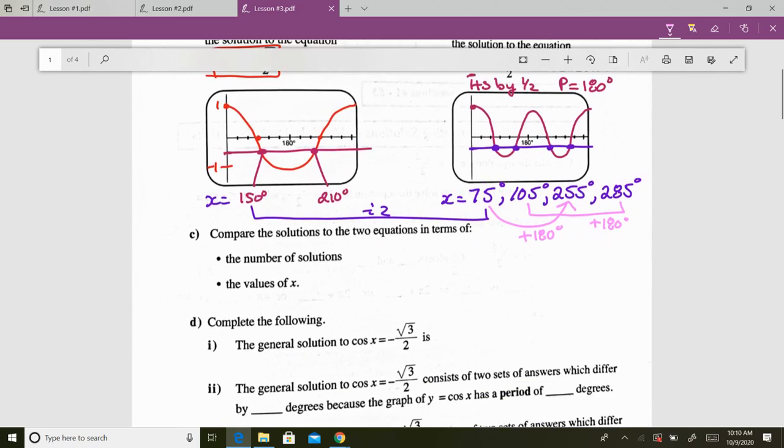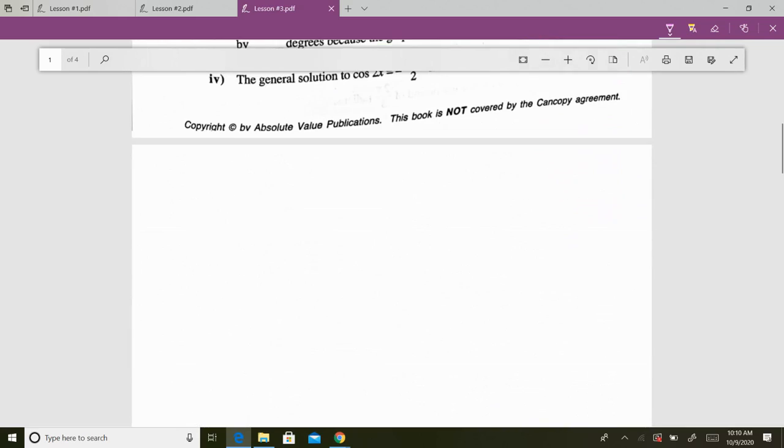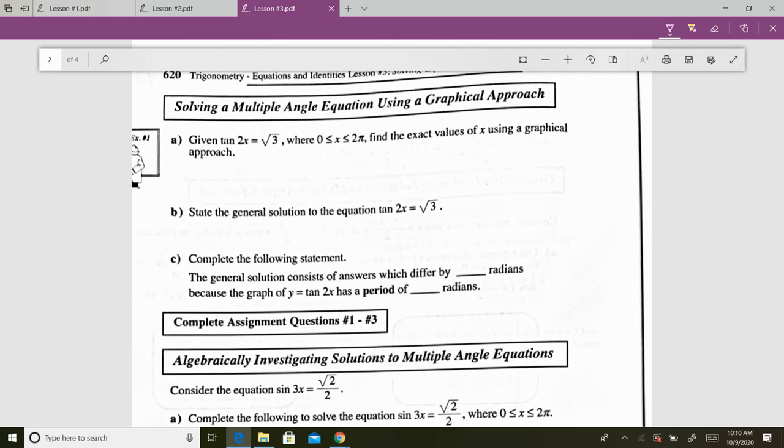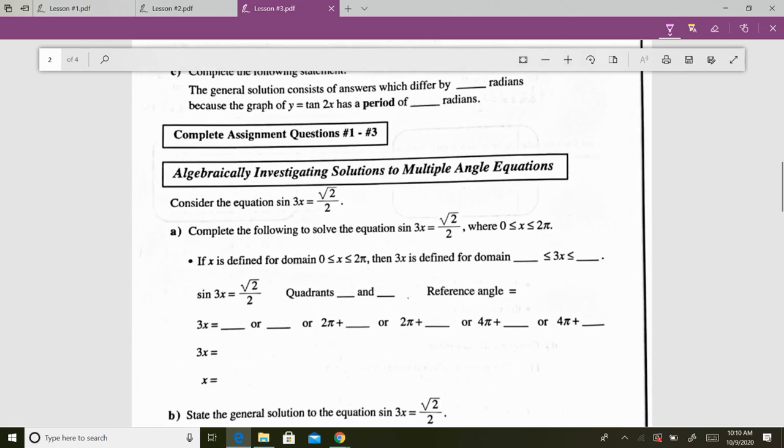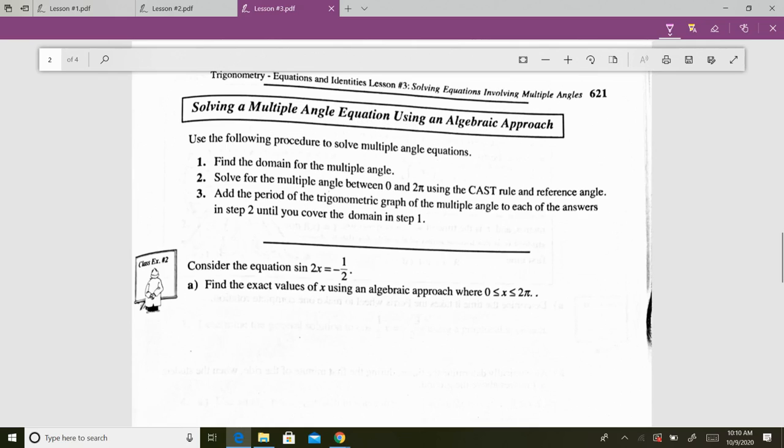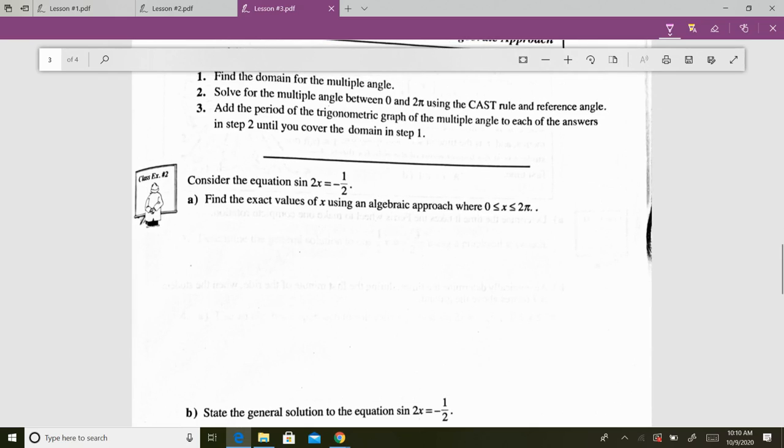Let's do it algebraically. So we're not going to do it graphically. We want to do it algebraically. So we're going to go right here. Sine 2x is equal to negative 1/2. The first bit, you just do it as you normally would. Where is sine negative? What quadrants? 3 and 4. So we're in 3 and 4. And then I find the reference angle.